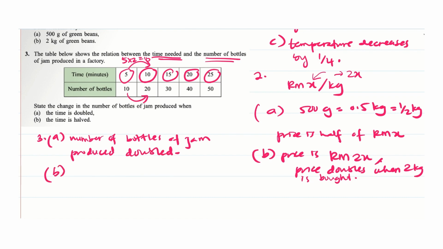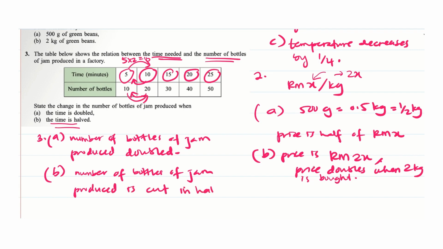Right. And for part B, state the change in the number of bottles of jam produced when time is halved. So separuh lah, or it's being cut by half, by 50%. From here to here, we can see the number of bottles also cuts in half. So we can say the number of bottles of jam produced is also cut by half. Okay, all right.